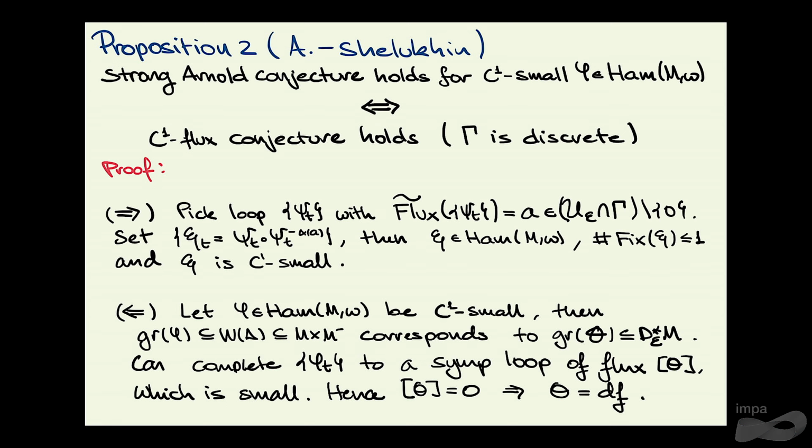And once we know that theta is exact, then the fixed points of phi are going to correspond to critical points of a smooth function. And if it's non-degenerate, the function is going to be Morse. So you get the stronger conjecture.